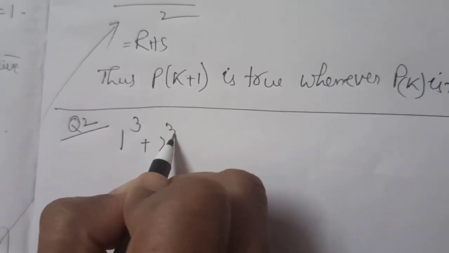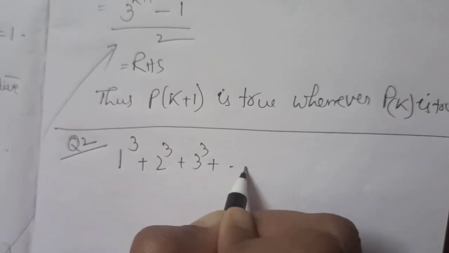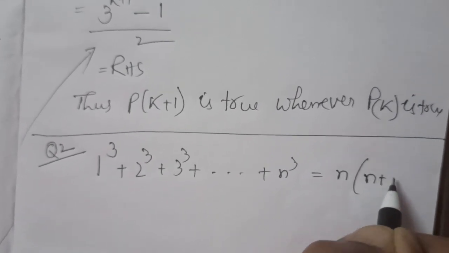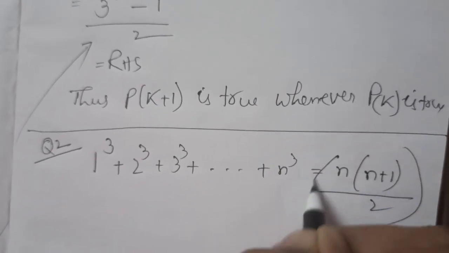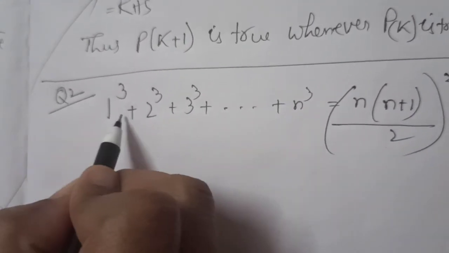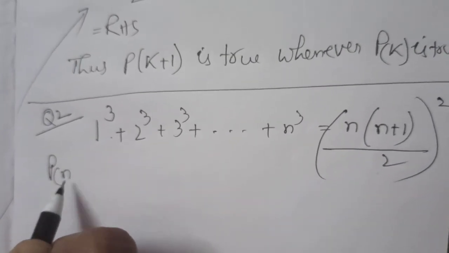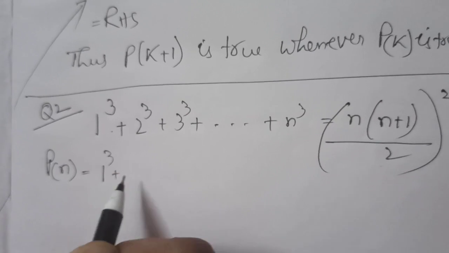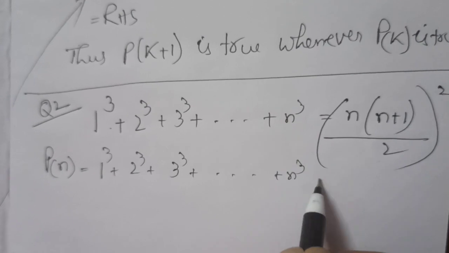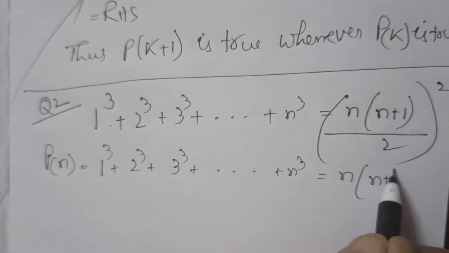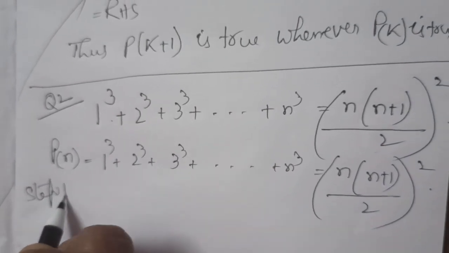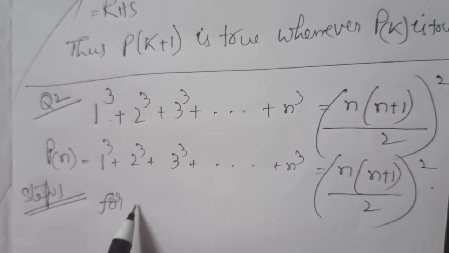1³ + 2³ + 3³ + ... + n³, which is equal to (n(n+1)/2)². Okay. In this induction, first you need to suppose the given question is P(n). So here your P(n) is the same question you need to copy. So 1³ + 2³ + 3³ + ... + n³, which is equal to (n(n+1)/2)². Okay. Your step 1 is in place of n, you need to put 1. So for n = 1.